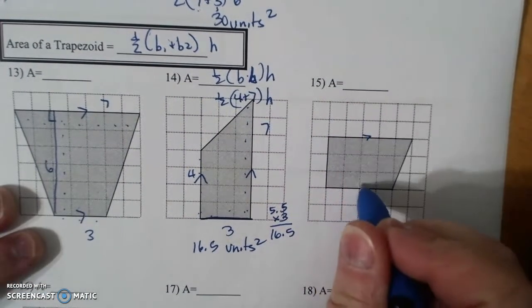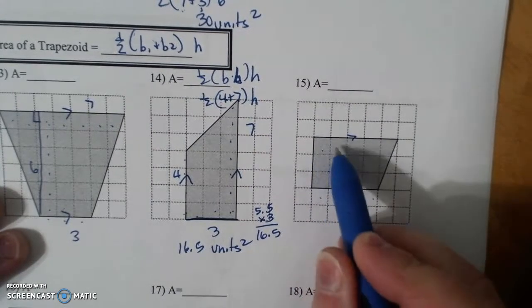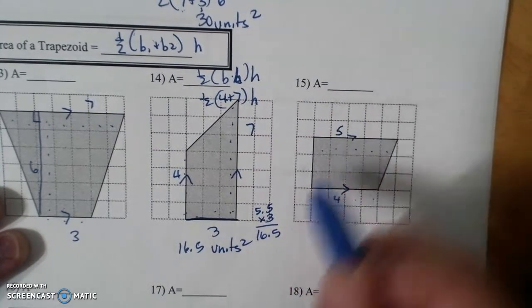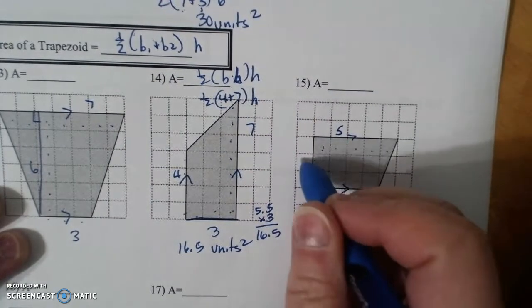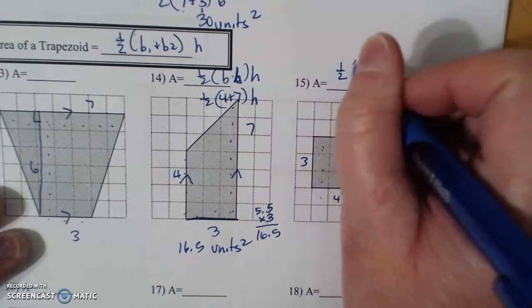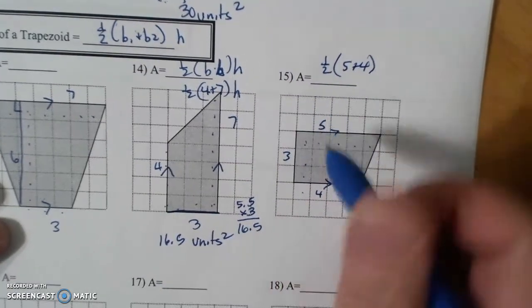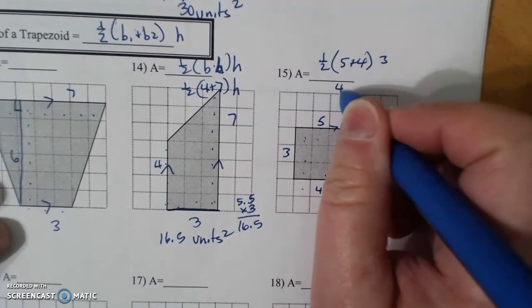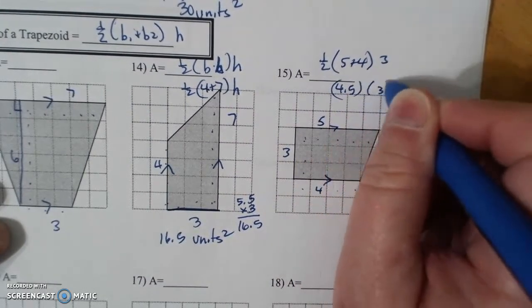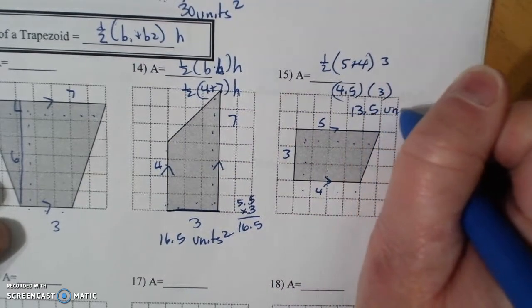Here's your two parallel sides, which are your bases. 1, 2, 3, 4. 1, 2, 3, 4, 5. Your height, 1, 2, 3. So it's 1/2 of 5 plus 4, taking the average of your bases and multiplying it by 3. Half of 9 is 4.5, times 3, which is 13.5 units squared.